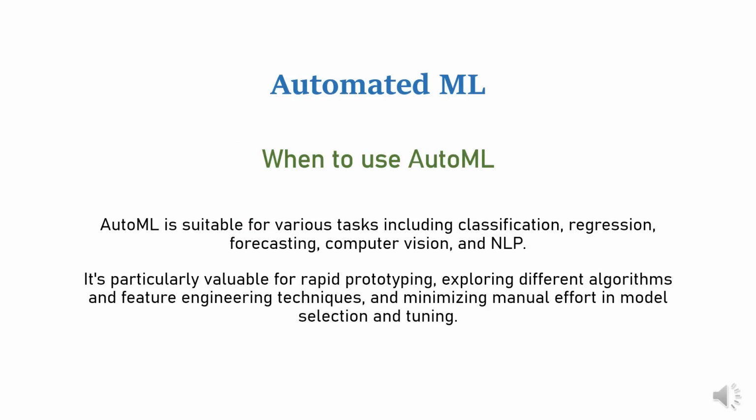When to use AutoML? AutoML is suitable for various tasks including classification, regression, forecasting, computer vision, and NLP. It's particularly valuable for rapid prototyping, exploring different algorithms and feature engineering techniques, and minimizing manual effort in model selection and tuning.